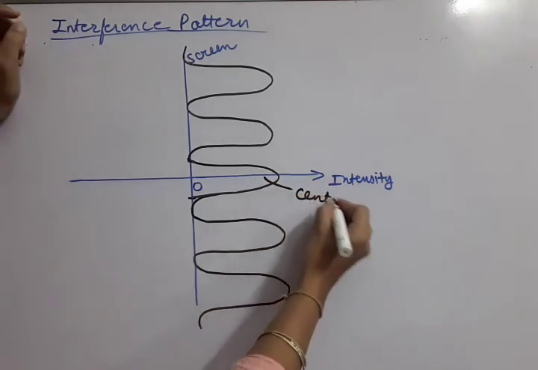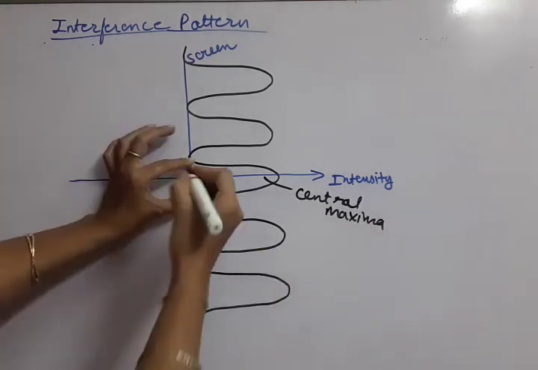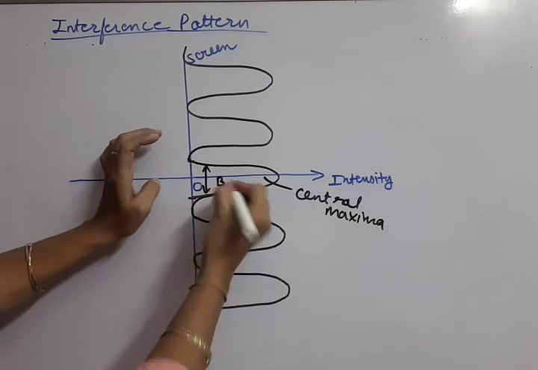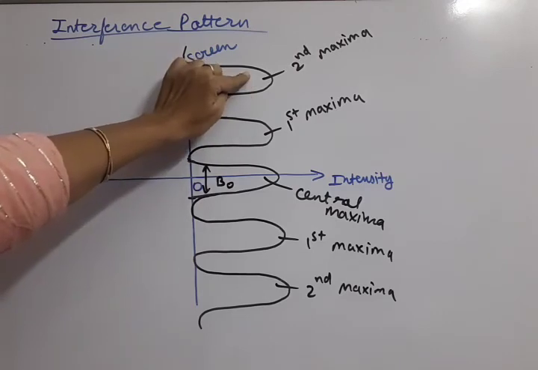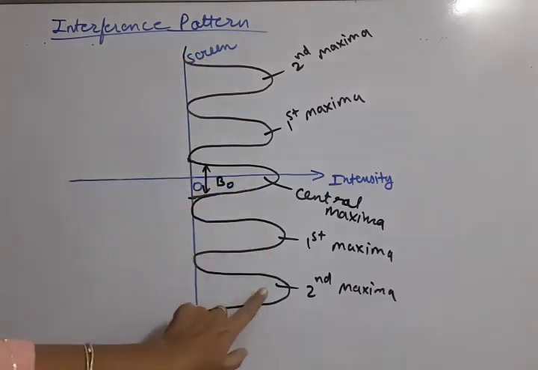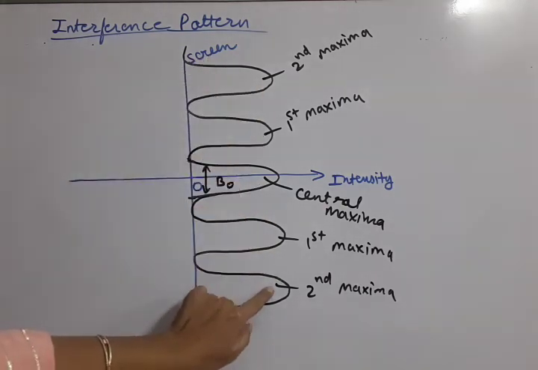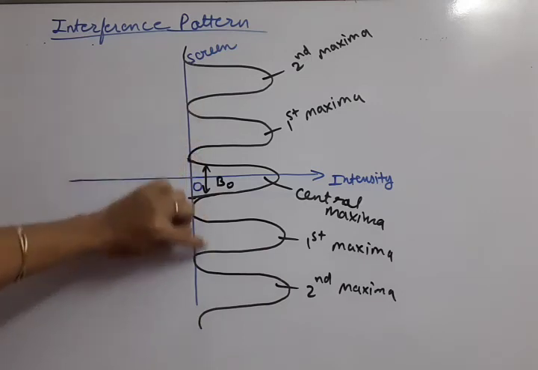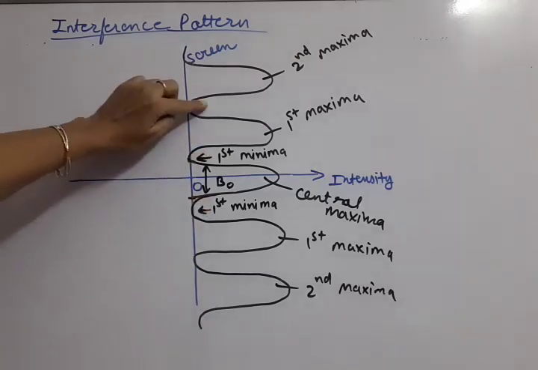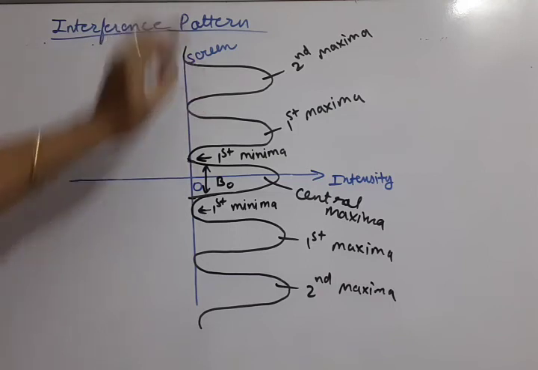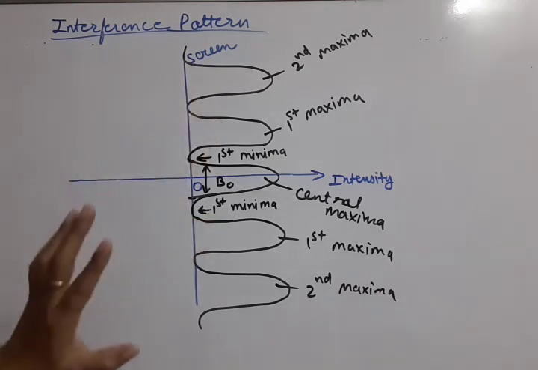We can name it. And its width, what do we call its width? Its width we call beta 0. It is equal to lambda D by d. This is the central maxima, this is first maxima, this is second maxima, and on this side also first maxima, second maxima. In between all these peaks, that means maximum intensity, these are the points of minima: first minima, second minima, third minima, and this side also first minima, second minima, third minima. So this is our interference pattern.